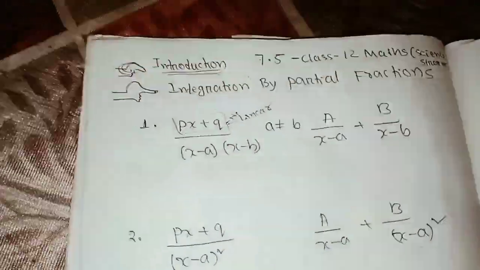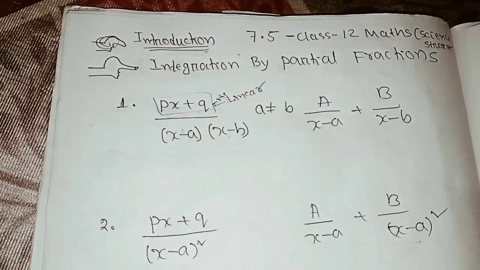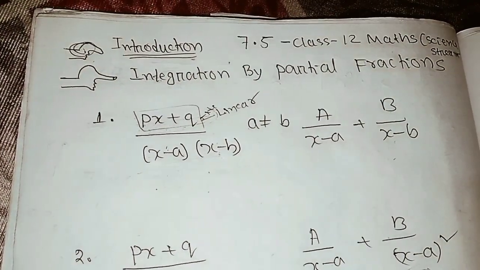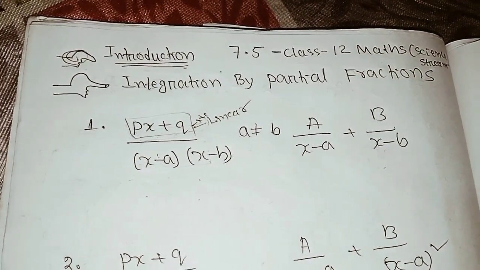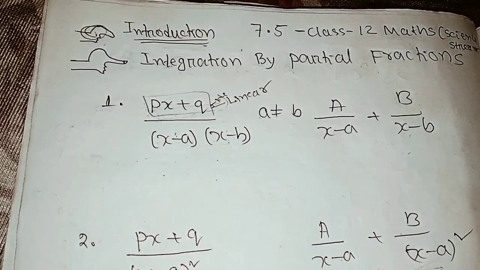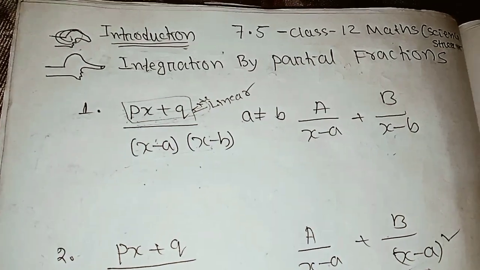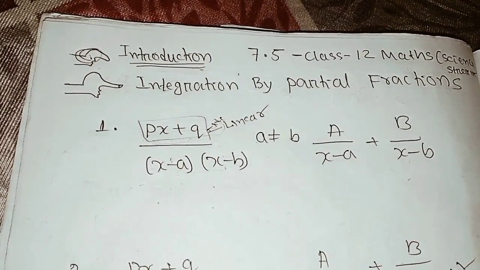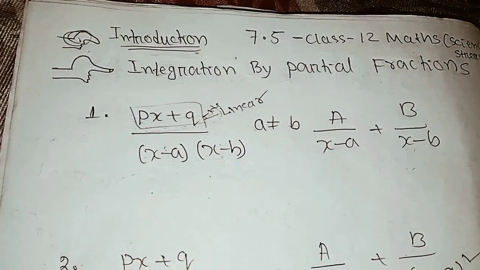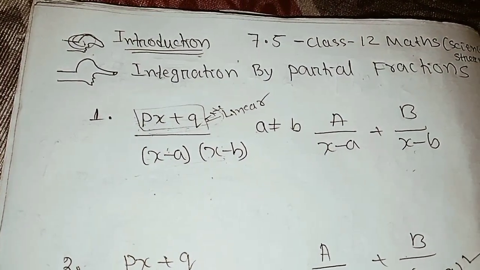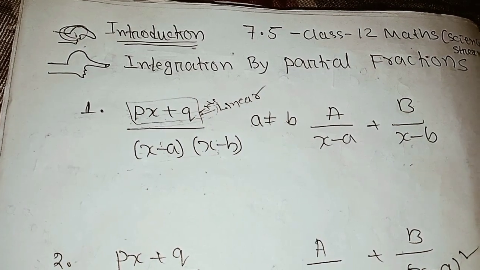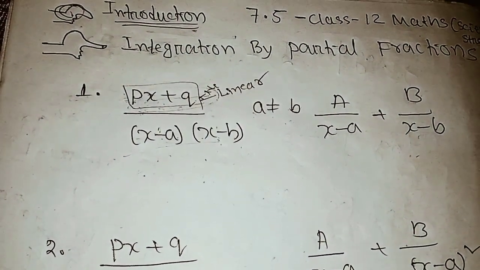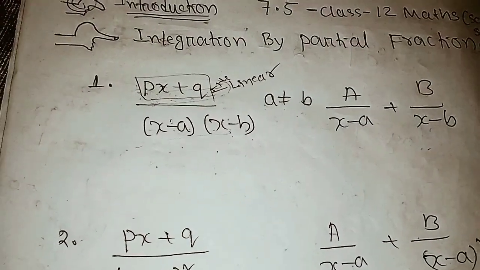Okay, these are some crucial rules by which you can solve the numericals of chapter number 7, exercise 7.5. So my dear friends, you can see px plus q. This is a linear expression, but in the denominator you can see x minus a, x minus b. Then you have to use this formula: a by x minus a plus b by x minus b.